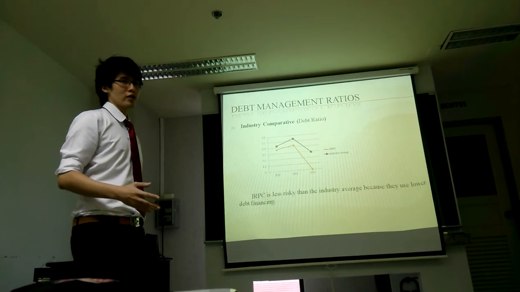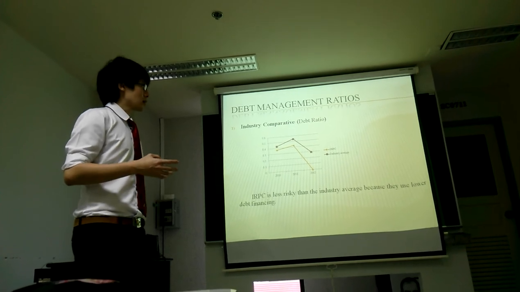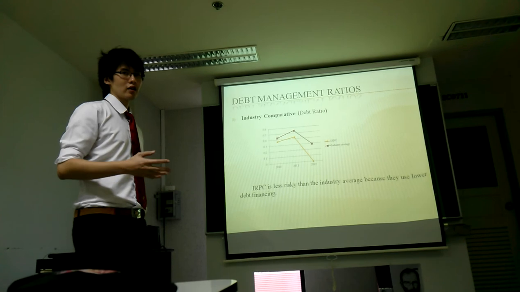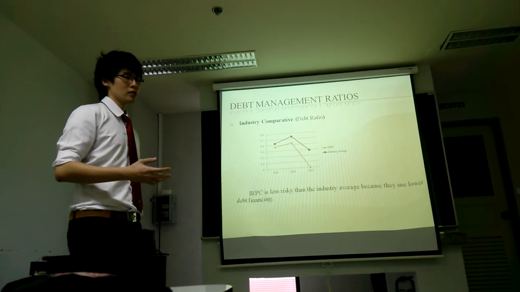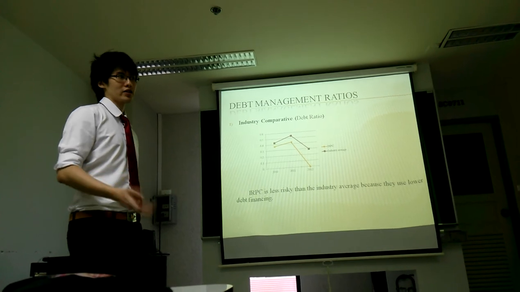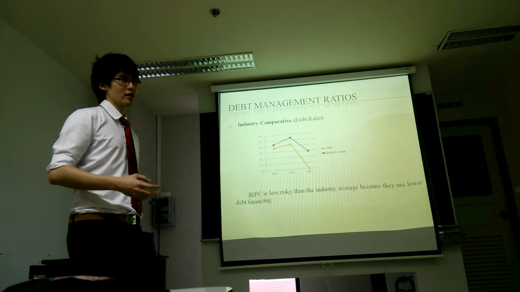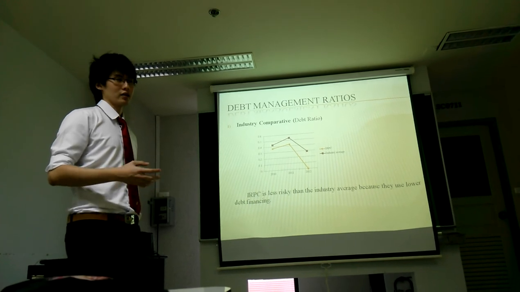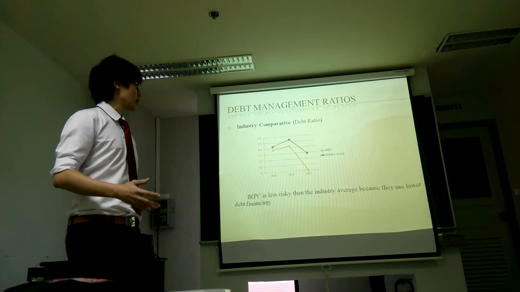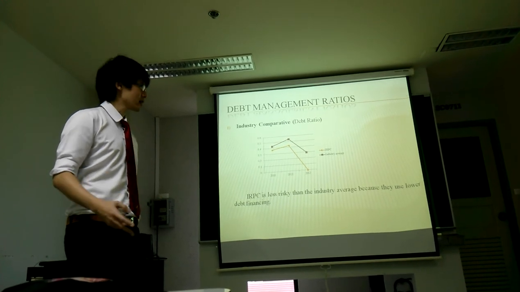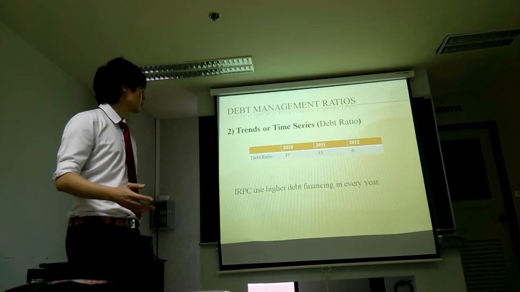For the debt ratio in the debt management ratio, it means what portion of the company uses financial debt. The higher the value, the higher the financial leverage, which means they have more financial risk from the investor and stockholder perspective. And you can see that IRPC is less risky than the industry outlet because they use lower debt.